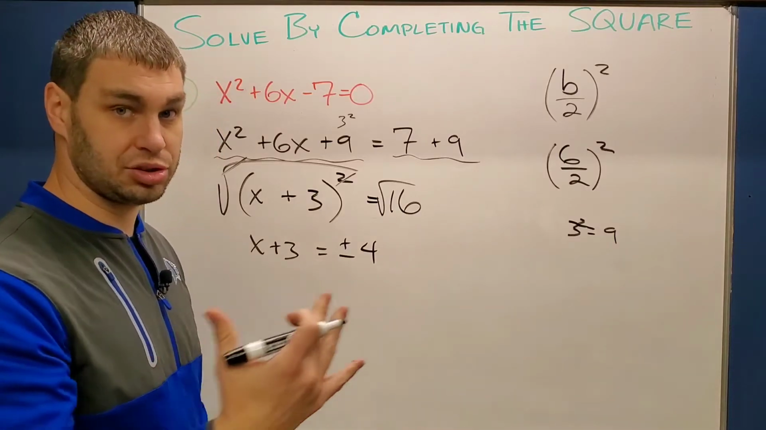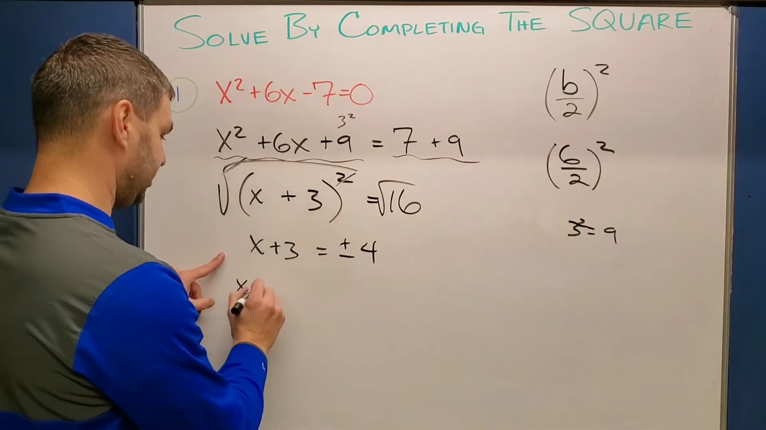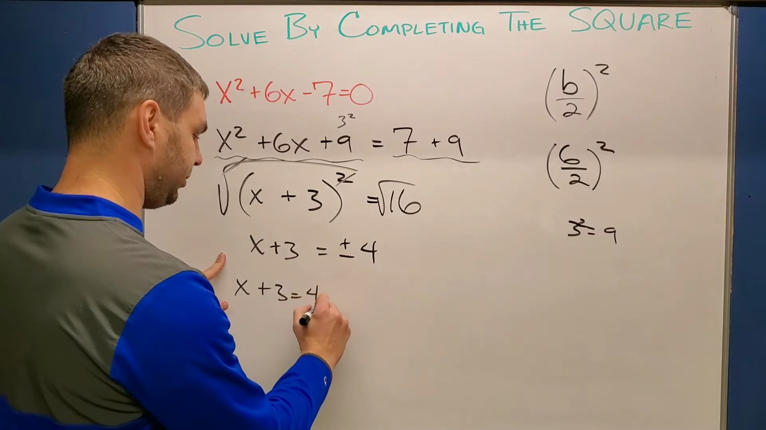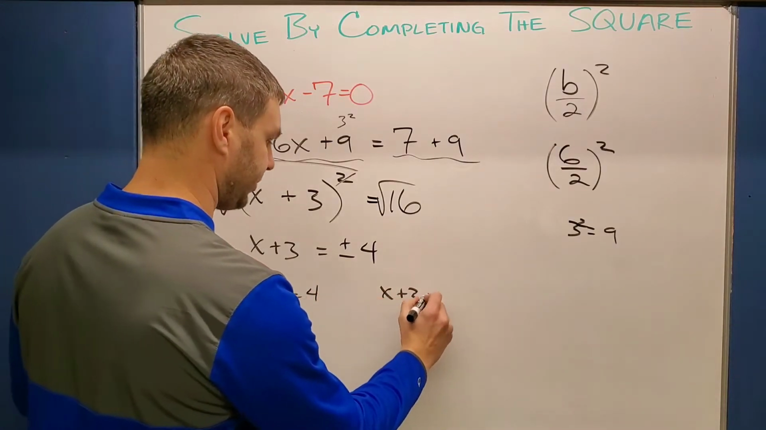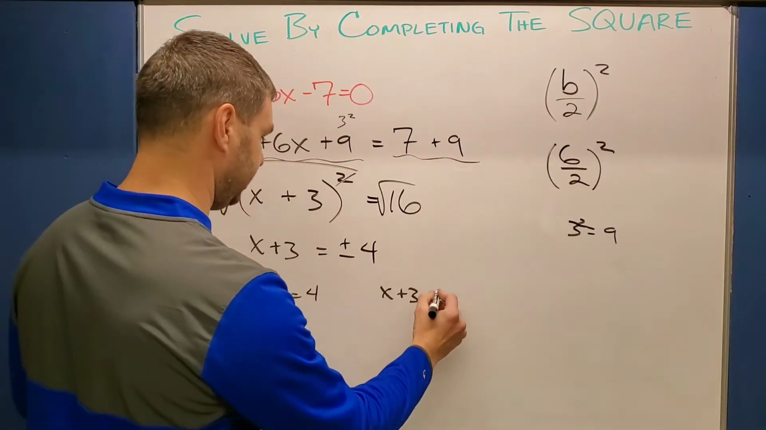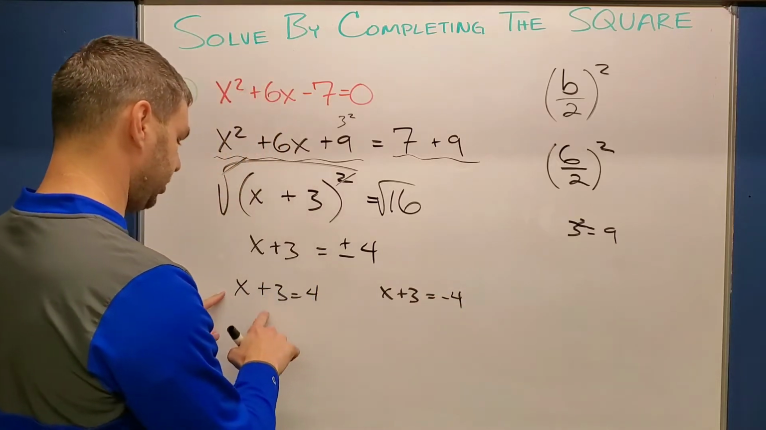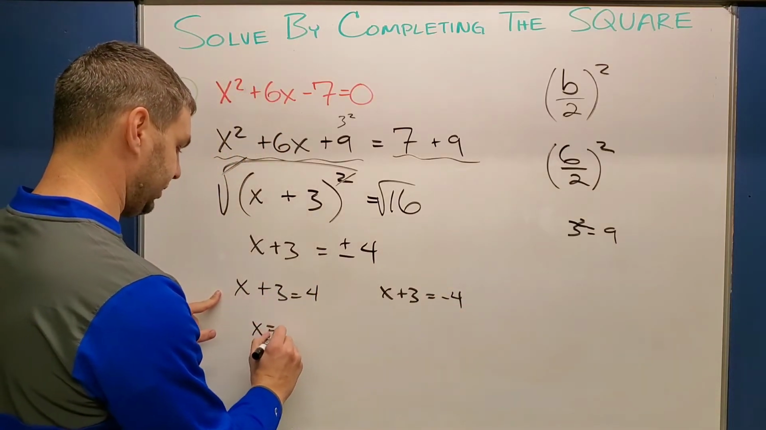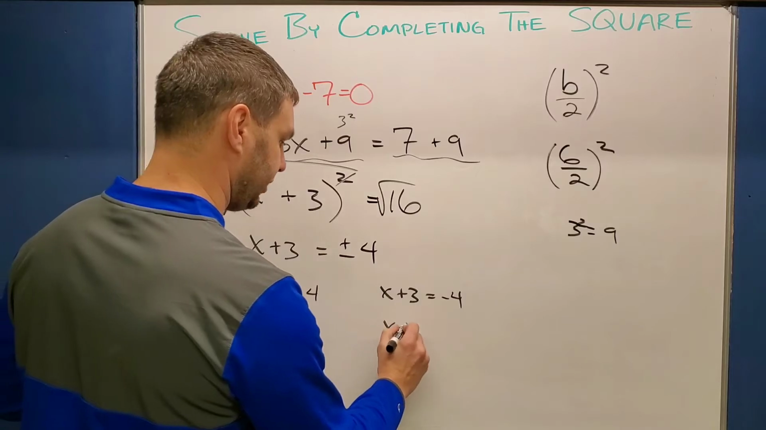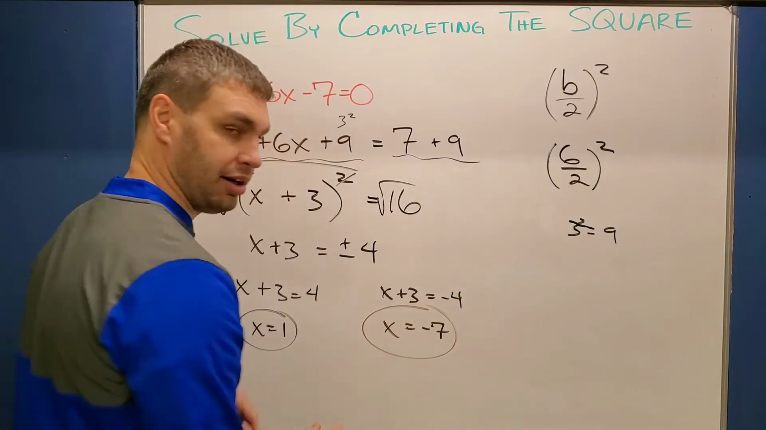And then we can solve this as two separate problems. Either x plus 3 equals positive 4, and x plus 3 equals negative 4. If I solve real quick by subtracting 3 on both of these, x equals 1 over here, and x equals negative 7 on this side.